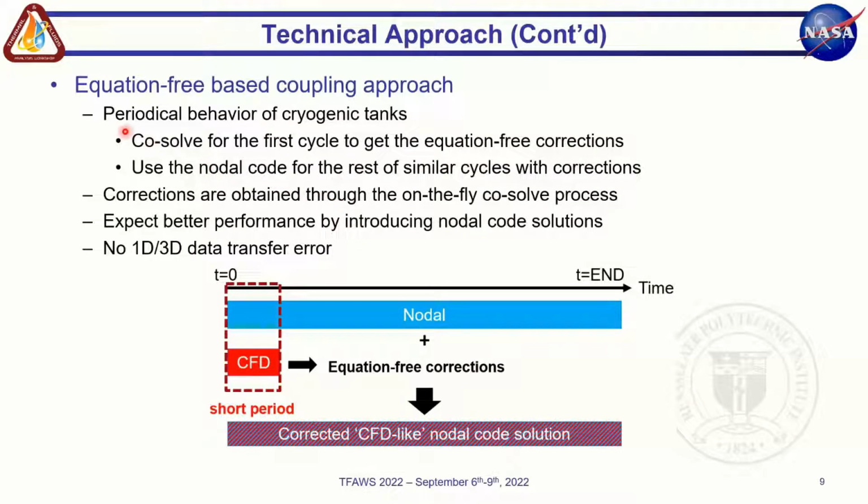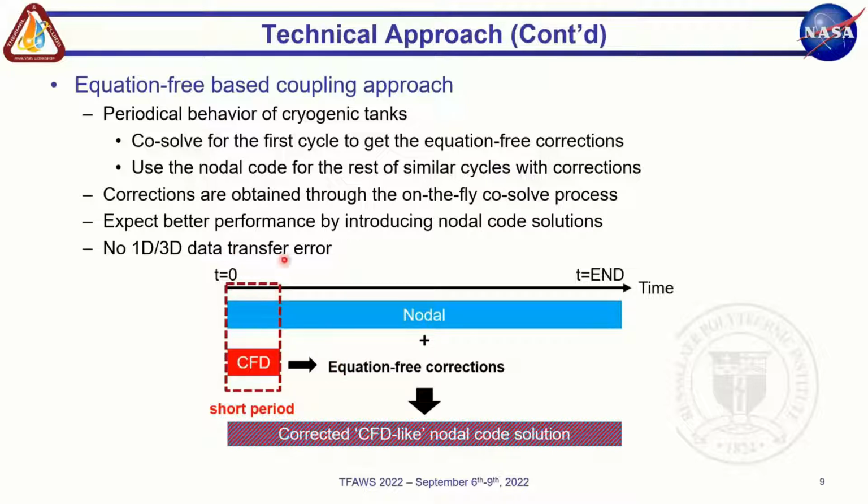And because we know there is periodical behavior in cryogenic tanks, our equation-free based coupling approach will co-solve for the first cycle to get the equation-free corrections. Then we can use the nodal code for the rest of the similar cycles with corrections. The corrections are obtained through the on-the-fly co-solve process shown here. At time t, within a very short time period, we run the nodal code and the CFD code together, and we compare the results within the short period to get equation-free corrections. But the nodal code will run until the end of the problem, and combined with such corrections, we can get corrected, CFD-like nodal code solutions.